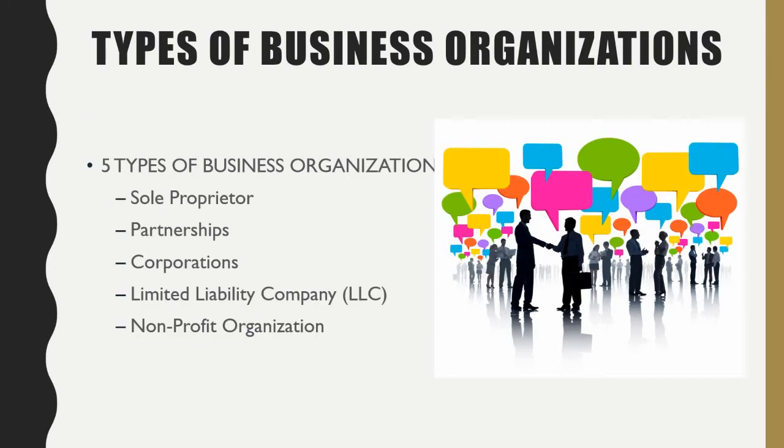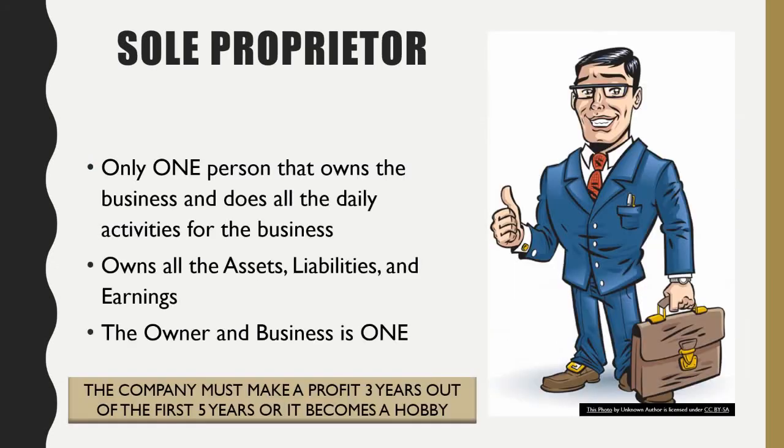Now, the types of business organizations that we will be looking into, there are a total of 5. Our first one that we will be looking into will be a sole proprietor, partnerships, corporations, limited liability companies, and lastly, non-profit organizations. Okay. So, what is a sole proprietor? A sole proprietor will consist of only one person. Okay, so this person not only owns the business, but they are the business.